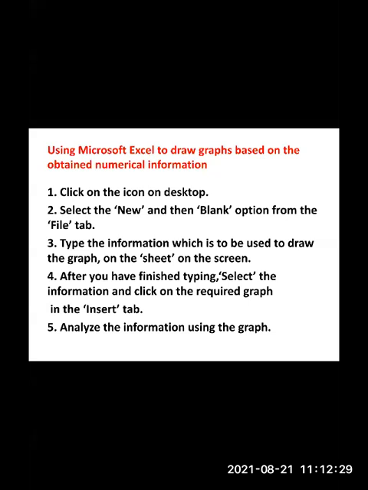After the fourth step, what can we do? After you are finished typing, select the information and click on the required graph in the insert tab. Whatever we have typed, select the information and click on the required graph. Whatever graph you need, you can click on that. You might have heard about pie diagram, bar diagram. Yes, columns are there. There are different types of graphs: line graph, column graph, pie graph, area graph, scatter graph.